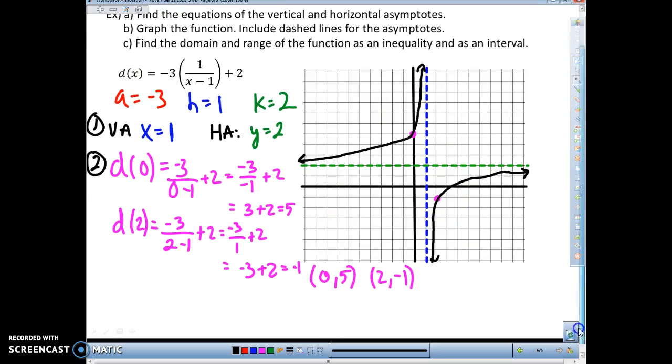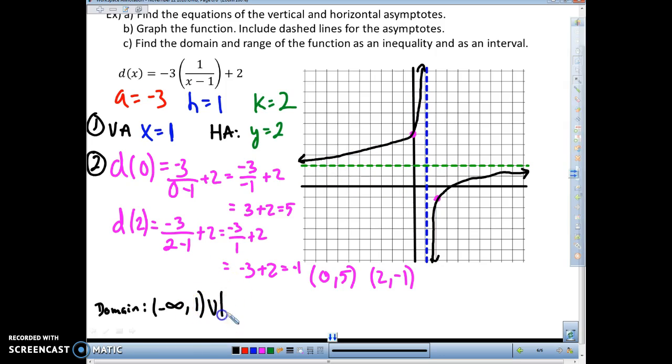Part C, what they want you to do is identify the domain and the range of this rational function. So the domain of this rational function in interval notation is negative infinity to my vertical asymptote, which is located here at a positive 1.